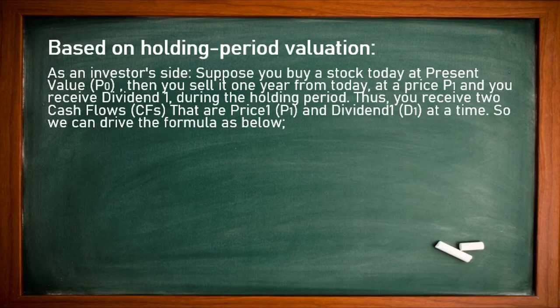In the second year, you will definitely receive D2, and so on. So during the holding period, you receive two cash flows. Once you invest in any company, you receive two cash flows. What do you receive? You receive the price of your share. If you withdraw the share, you will get the price after 1 year, whatever the price in the market. And you will also receive the dividend for the first year. So the price of 1 year we reflect with P1, and the dividend for the first year we reflect with D1. So we can derive the formula as below.